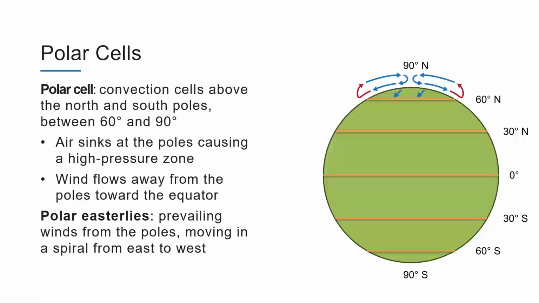So at this point, you may ask yourself, if the polar region isn't getting much heat from the sun, what's making this air rise around the 60th degree of latitude? Well, once we cover our third and final cell, this will start to make a little more sense.